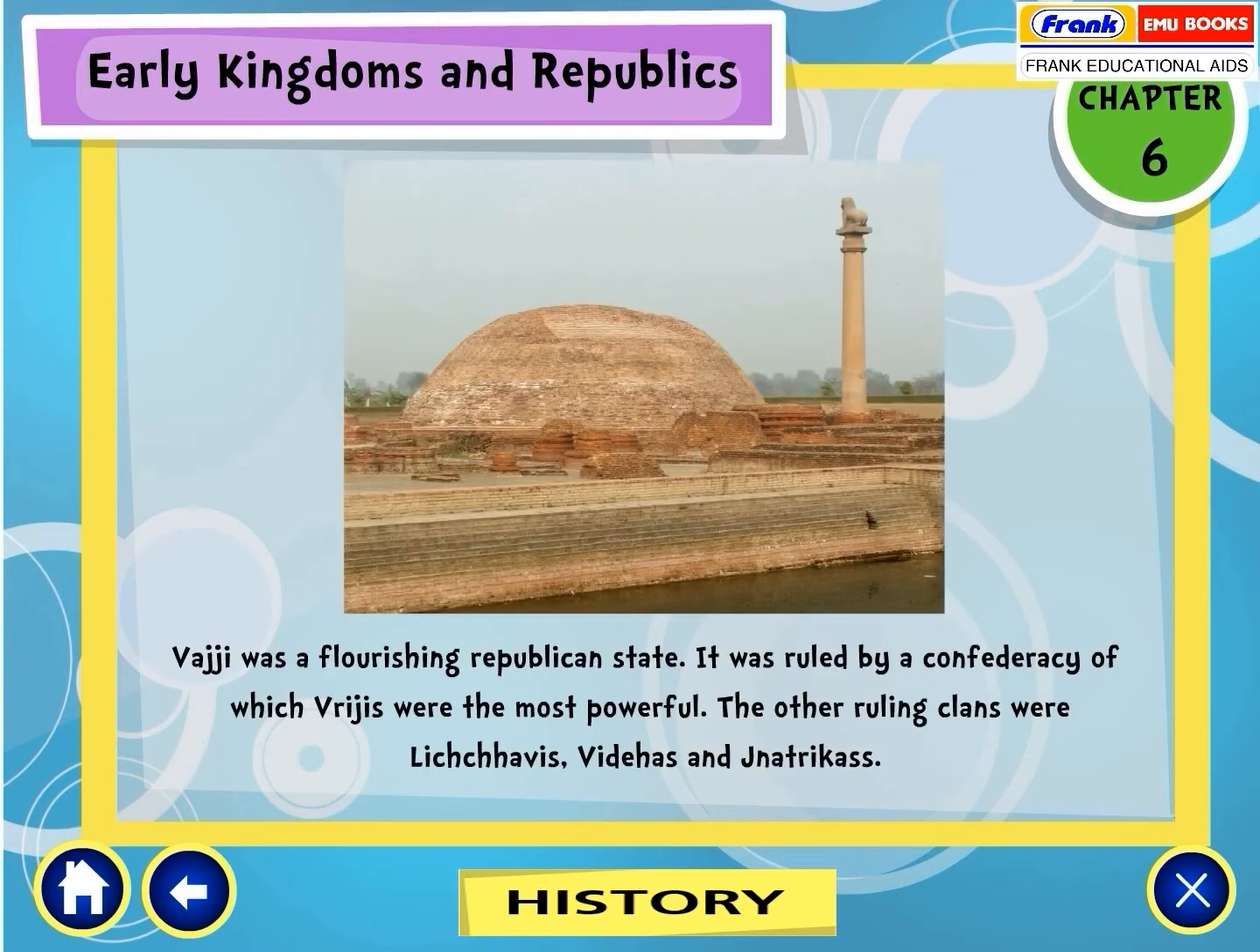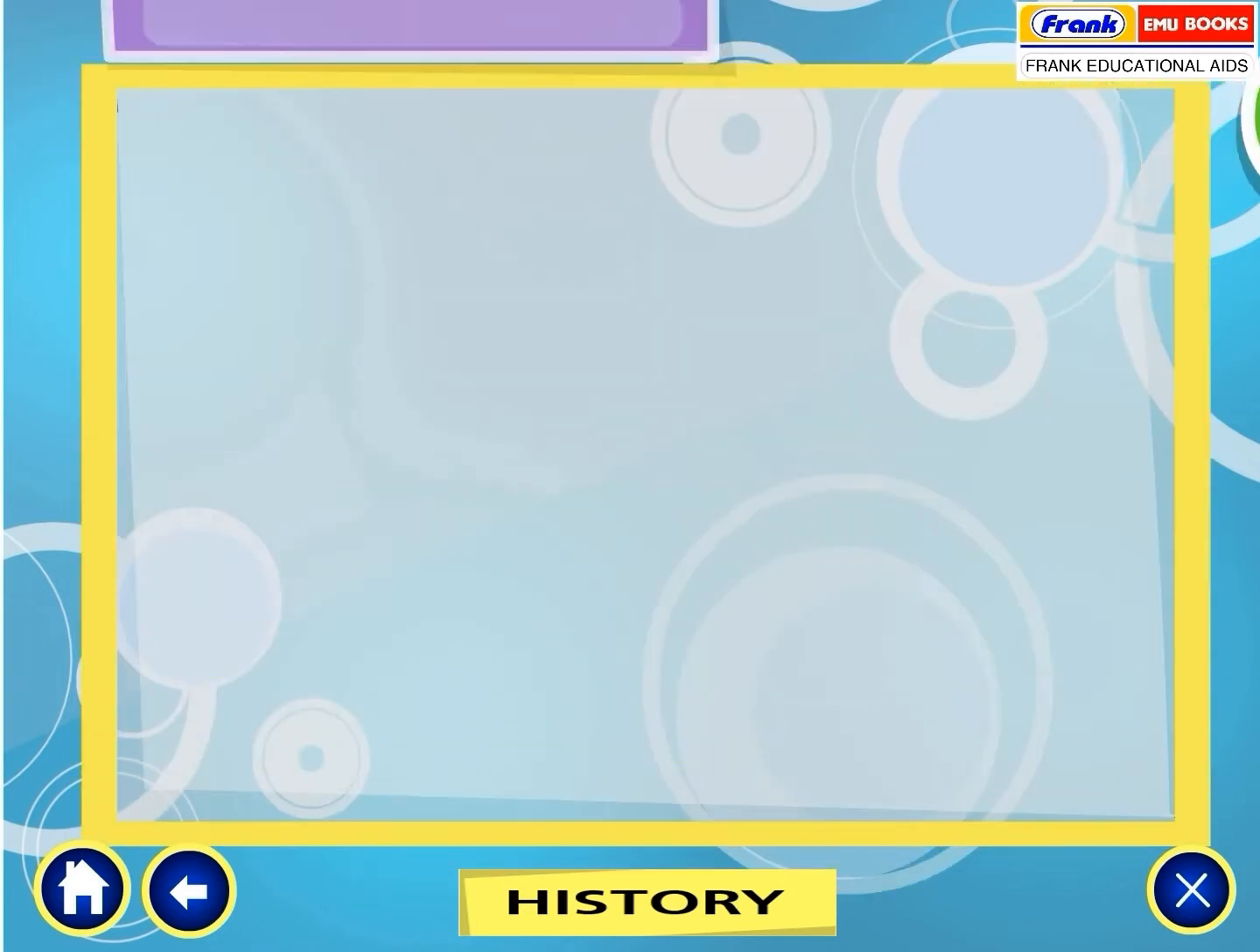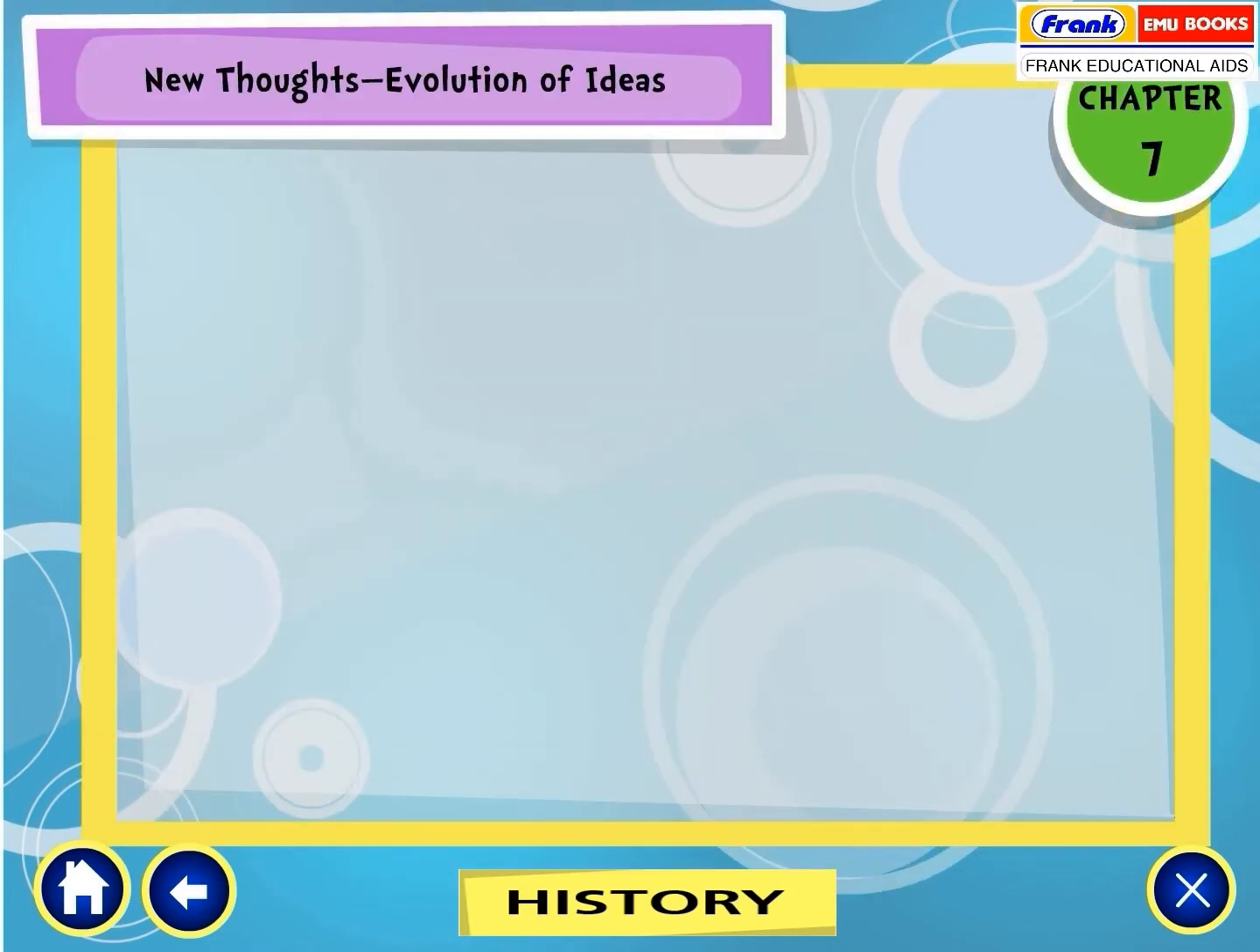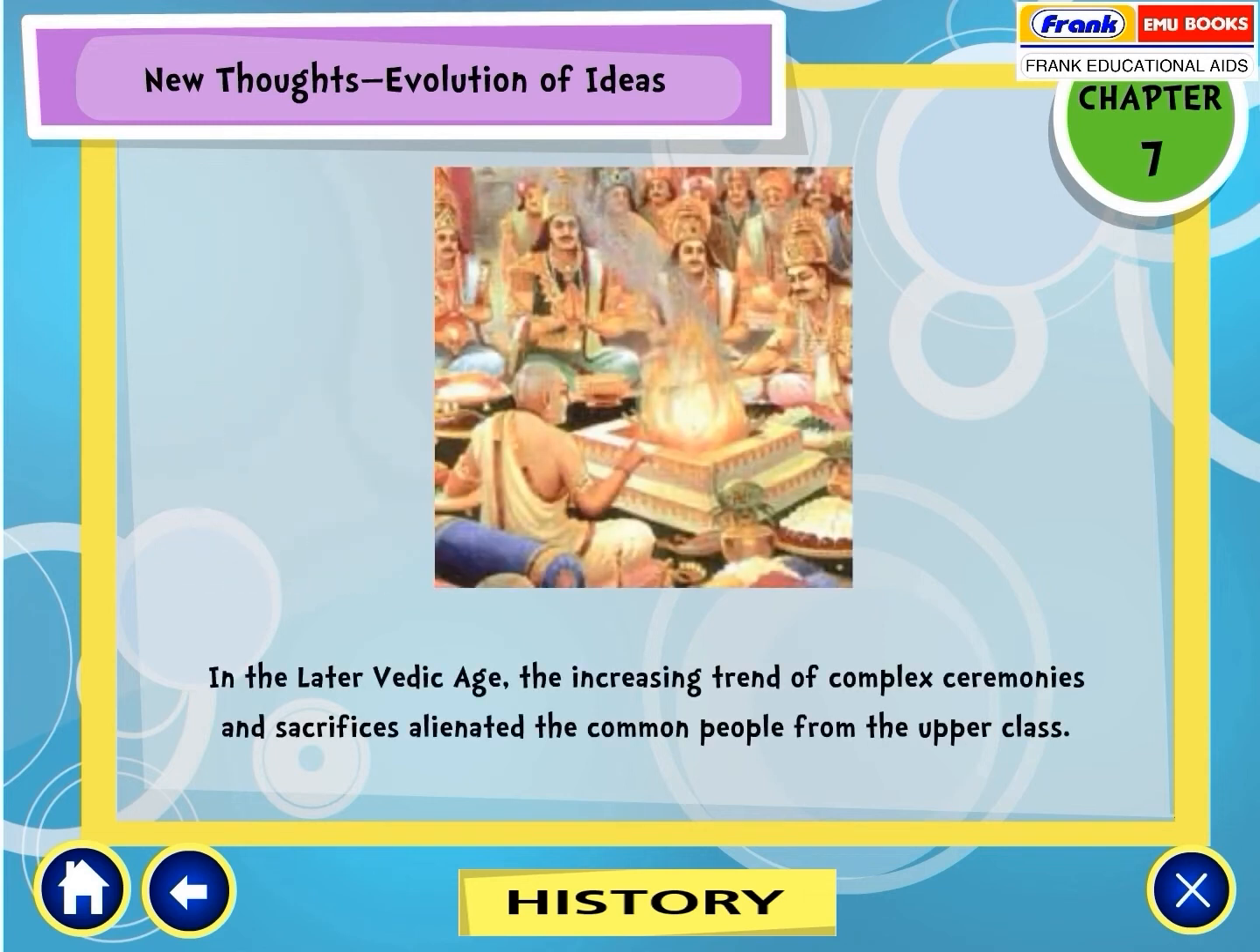Vajji was a flourishing republican state. It was ruled by a confederacy of which the Vrijis were the most powerful. The other ruling clans were Lichchhavis, Videhas and Natrikas. New thoughts. Evolution of ideas. In the later Vedic age, the increasing trend of complex ceremonies and sacrifices alienated the common people from the upper class.